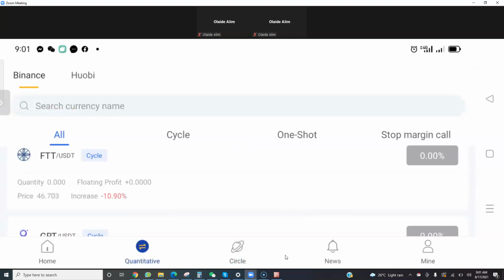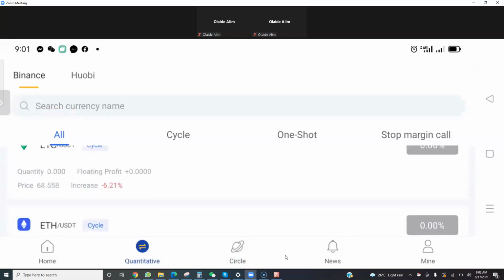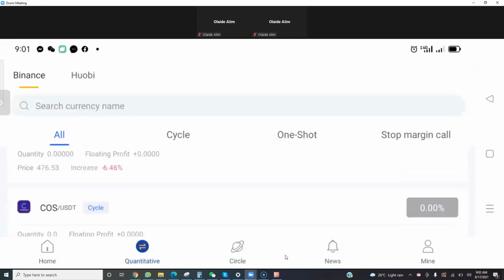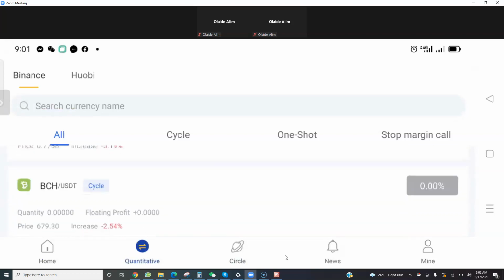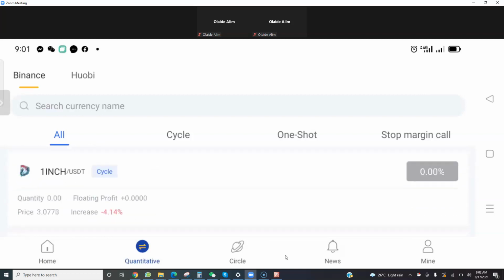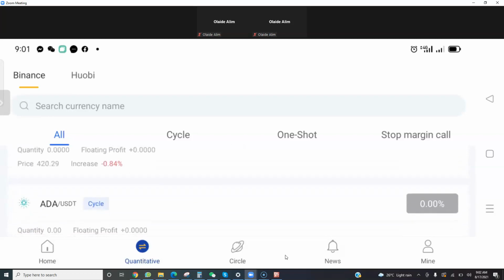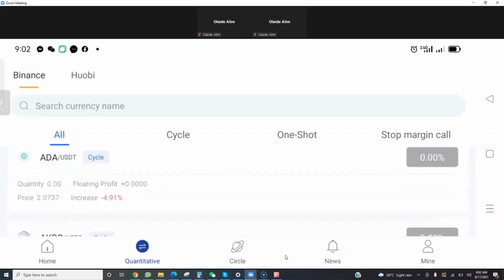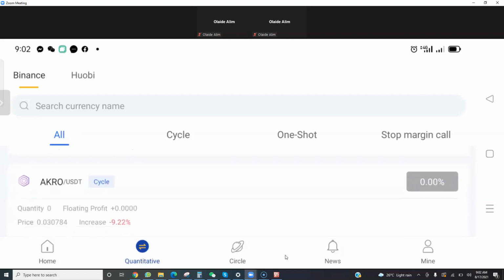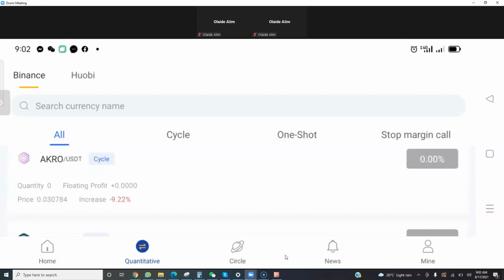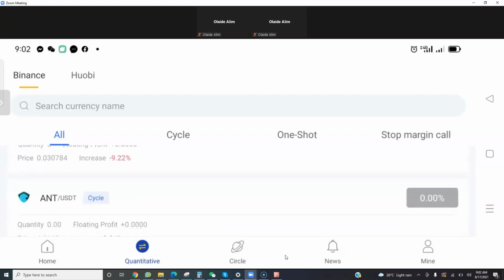The process of selecting coins is very, very simple. These are the coins. You need to look for the one that is in a dip, with a higher percentage. The first one has about -4. The second one -8.4. You are just going to focus on where you see the dip at the moment. The third one, which is ADA, has about 4.19. And this is ACRO, has about 9.22. You need to note that that's one of the highest, 9.22.